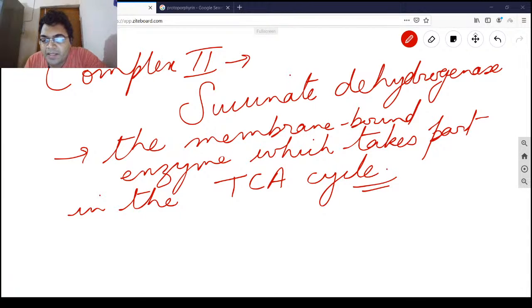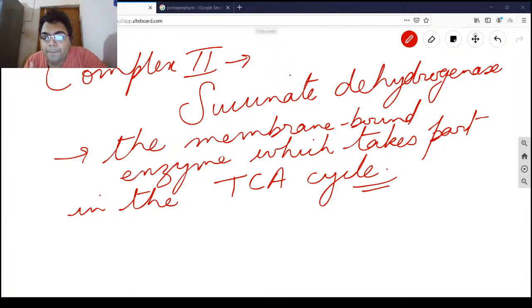Okay, now they also contain a heme group like heme B. Okay, and you have the binding site for ubiquinone also. Okay, those things are present. You have iron sulfur centers also, FeS centers, we have FAD also. All those things are present in complex 2 as well.